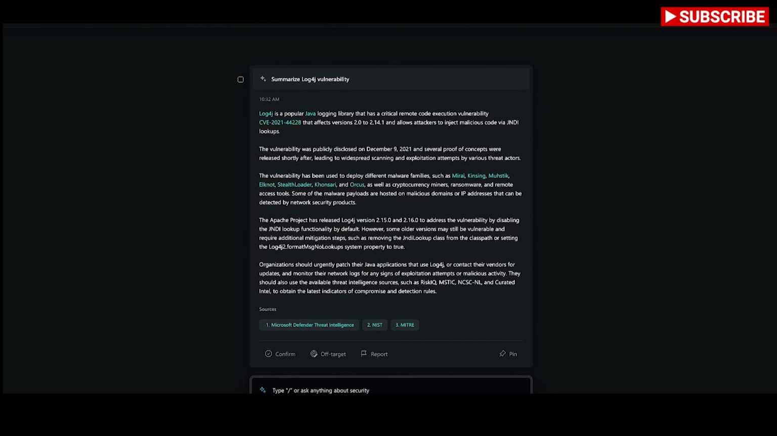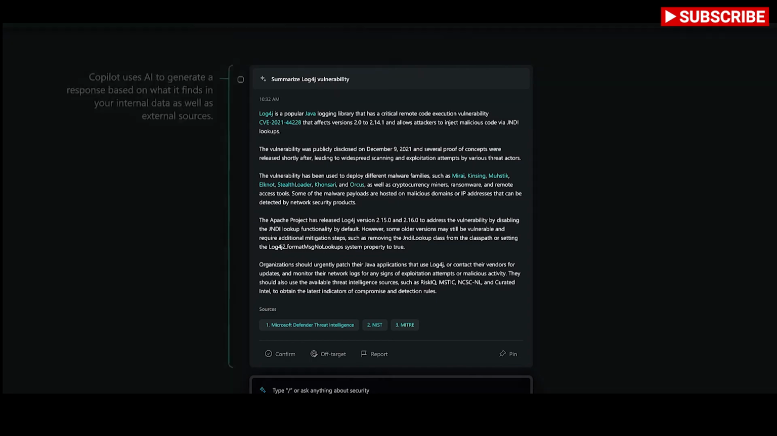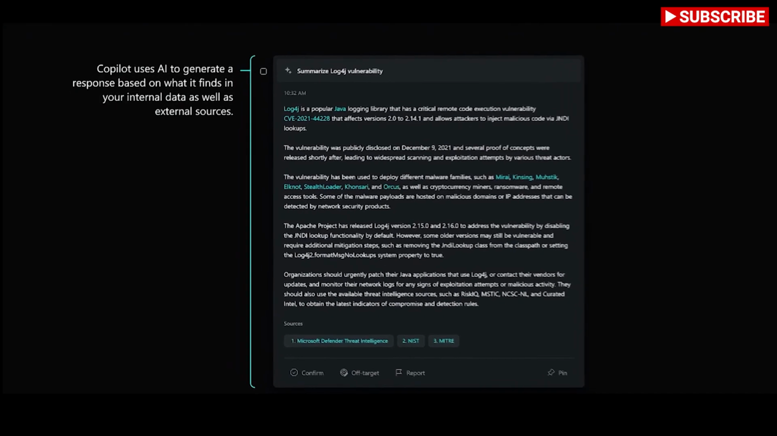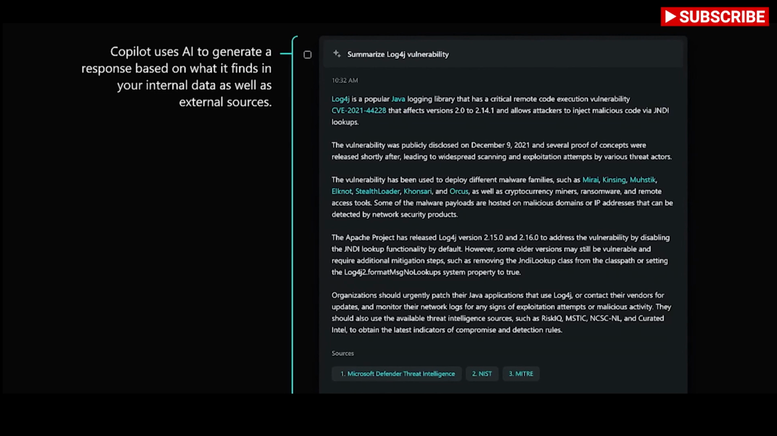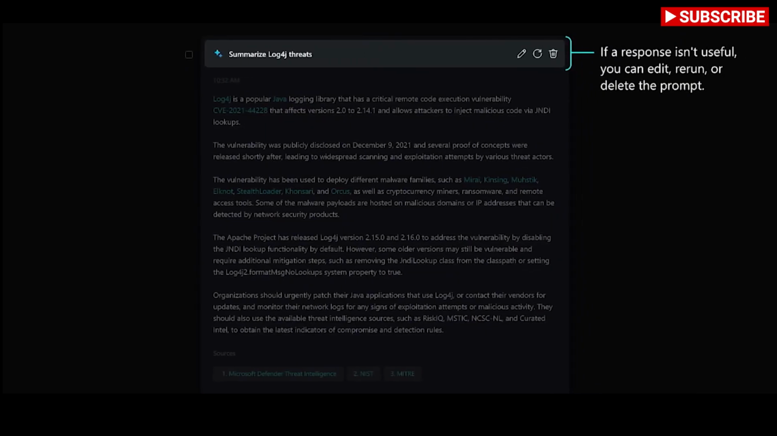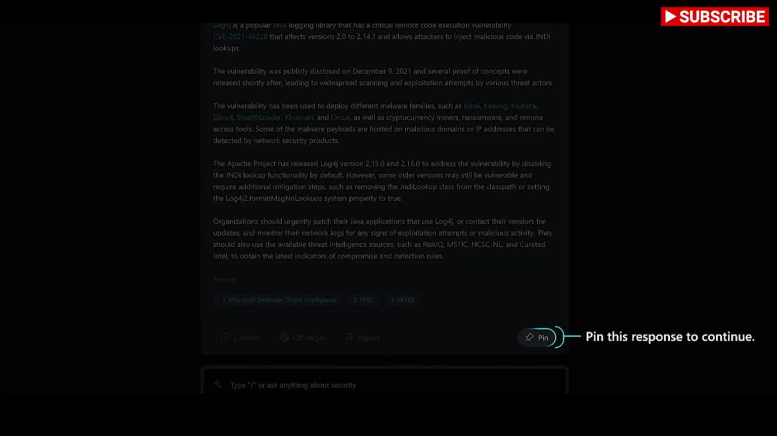Much like Bing, Microsoft is also sourcing results clearly when security researchers ask for information on the latest vulnerabilities. Microsoft is using information from the Cybersecurity and Infrastructure Security Agency, the National Institute of Standards and Technology's Vulnerability Database, and Microsoft's own Threat Intelligence Database.